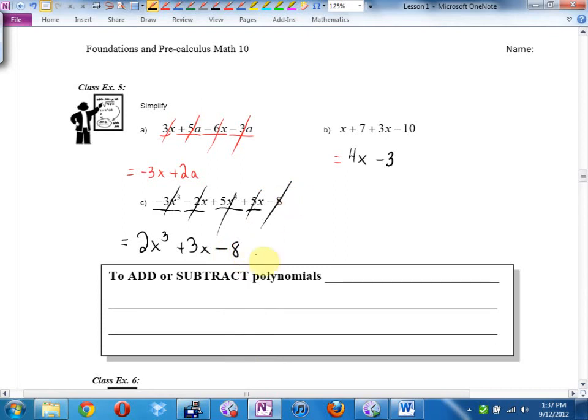Yes? I got 2x cubed plus 3x minus 8. Okay. So, to add or subtract polynomials, gather like terms. That's the fancy schmancy word for it.